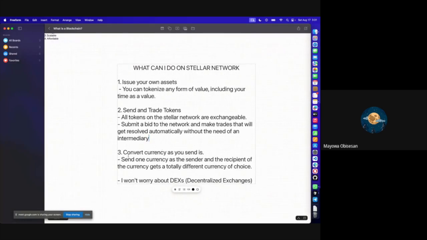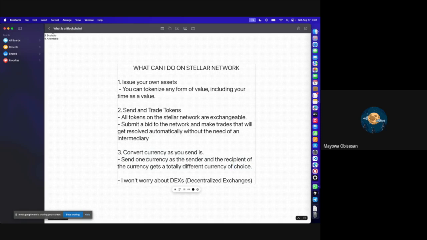And then the third thing you have is you can convert your currency as you send it. This is a very powerful feature, and it's one of the things I love most about the Stellar blockchain. And this is the fact that you can send your currency as a sender, right? And the recipient of the currency gets a totally different currency of choice. So I perform a transaction, say I'm sending US dollars, for instance, and I'm sending it to a particular address or to a user. And I want the user automatically to get, let's say, Naira, right? If it is listed as a token on the Stellar blockchain as well.